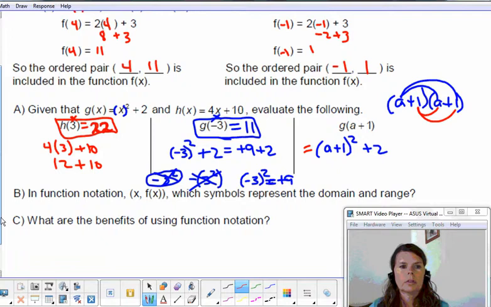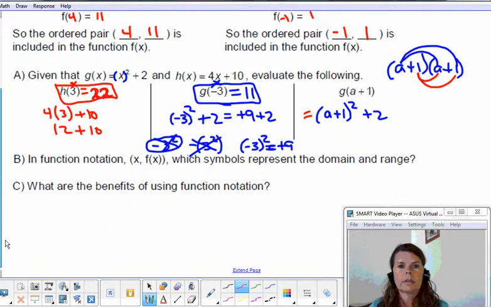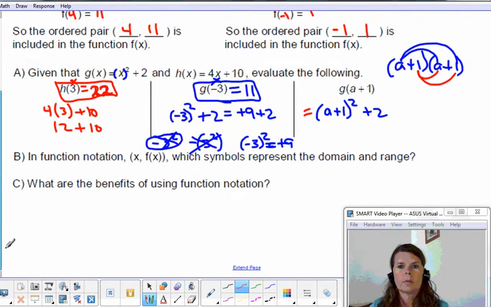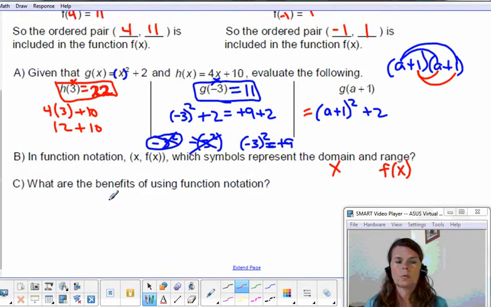In function notation, f of x, which symbol represents the domain and range? Well, the domain is the x's, and the range is the y's, but we're not using y anymore, we're using f of x. What are the benefits of using function notation? Okay, so write some answers. Write what you think would be the advantage of using function notation. These answers can vary. There's no really right or wrong. It's what you think are the benefits.